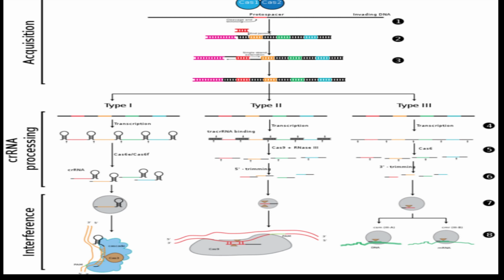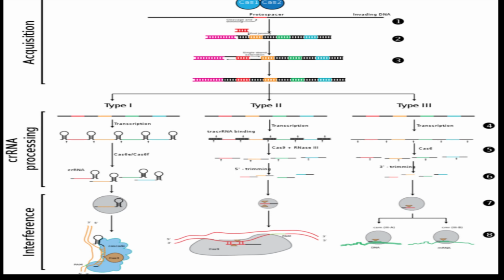The crRNA processing and interference stages occur differently in each of the 3 major CRISPR systems. In stage 4, the primary CRISPR transcript is cleaved by Cas genes to produce crRNAs. In stage 5, type 1 systems use Cas6e or Cas6f to cleave at the junction of ssRNA and dsRNA formed by hairpin loops in the direct repeat. Type 2 systems use a transactivating RNA to form dsRNA, which is cleaved by Cas9 and RNase III. Type 3 systems use a Cas6 homologue that doesn't require hairpin loops in the direct repeat for cleavage.